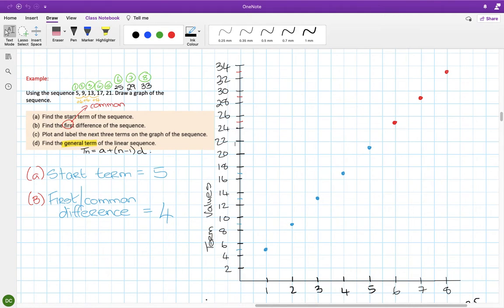Okay, I think now that I have all the dots done, I'm going to put in my line. Looks like a line. Yep, there you go. The straight line joining all the dots. Okay, and then so this bit up here was part C.